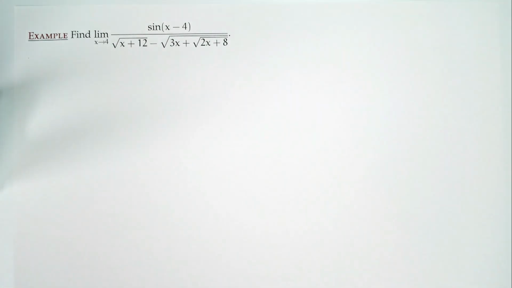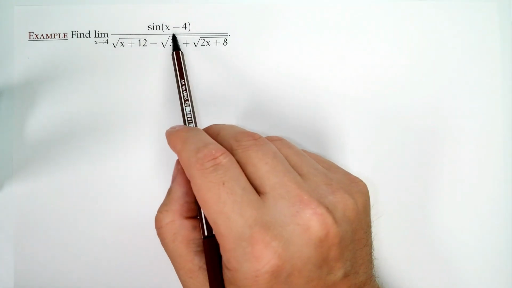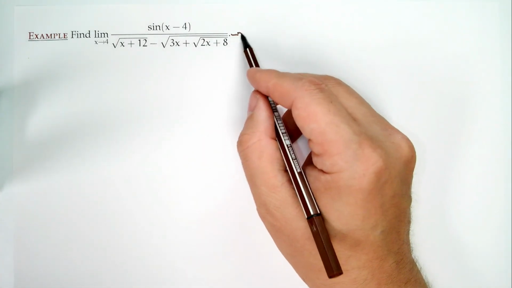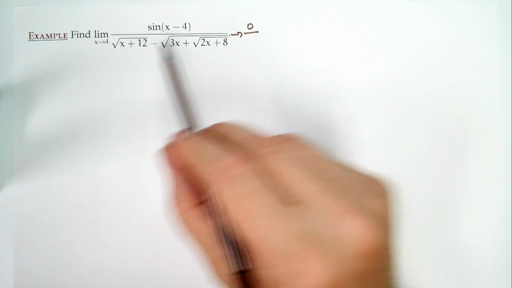It's like, wow. All right, first thing to check, plug in 4. Let's just sort of like read it off. 4 minus 4 is 0. Sine of 0 is 0. So right now it's going towards 0 over. Downstairs we get 4 plus 12 is 16.